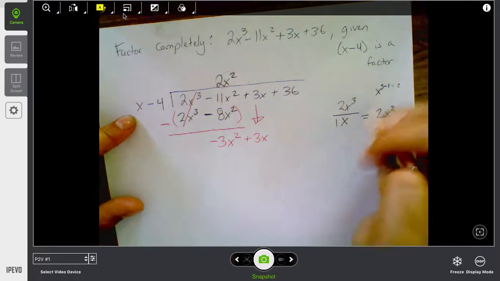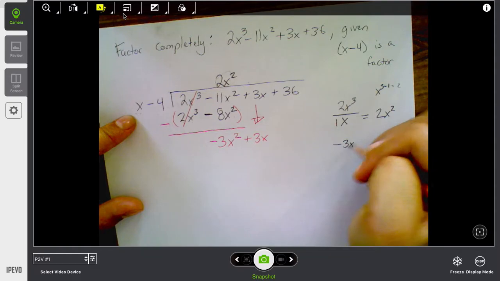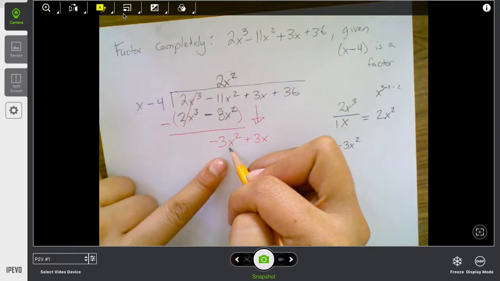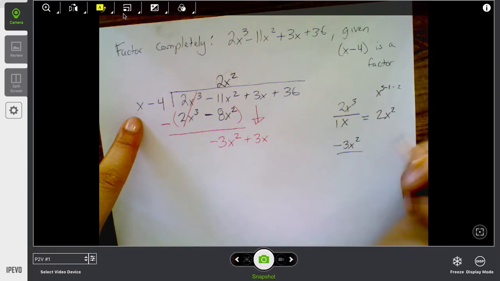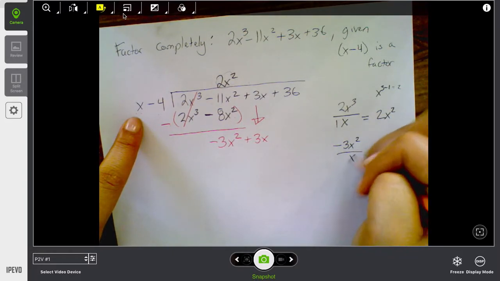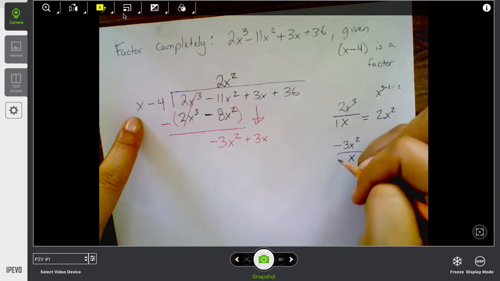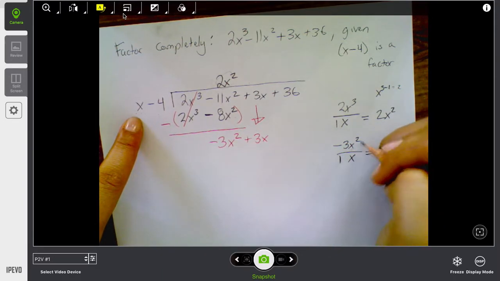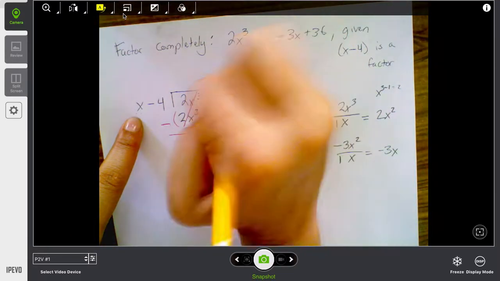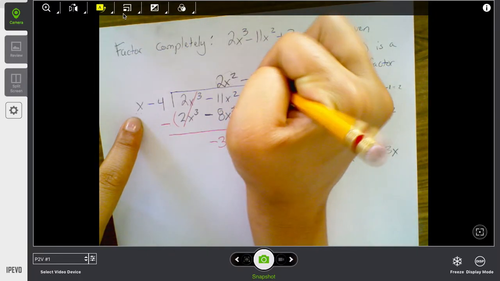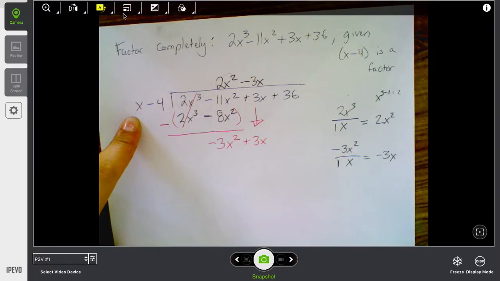So one way I can figure that out if I'm not sure is take that term that I'm trying to match and divide it by the x here in the divisor. So let's see. This is like saying negative 3 divided by 1, which is negative 3, and x squared divided by x is x. So that's what I should put here. So I'm going to put minus 3x. And then I'm going to do it all over again.